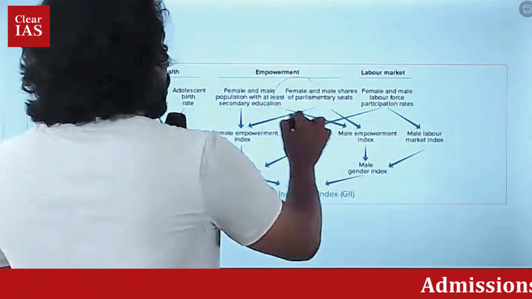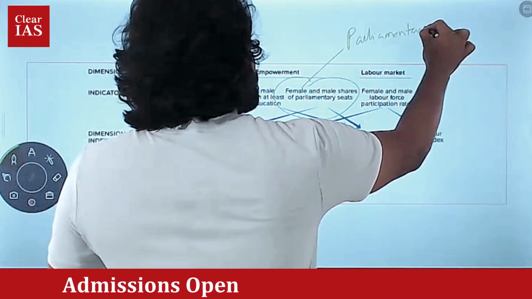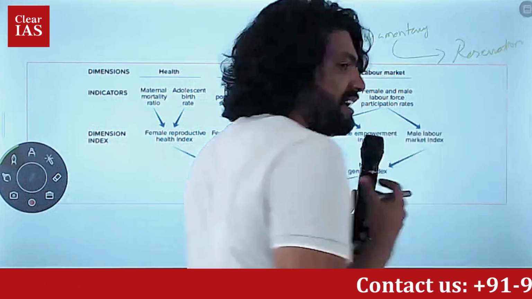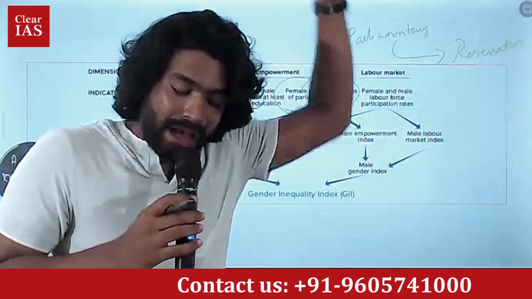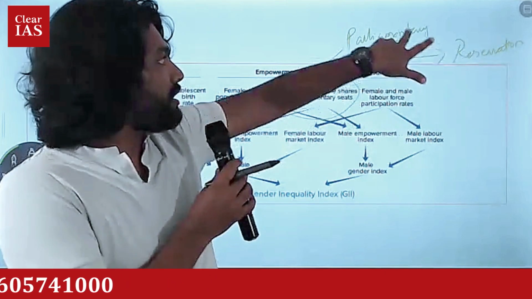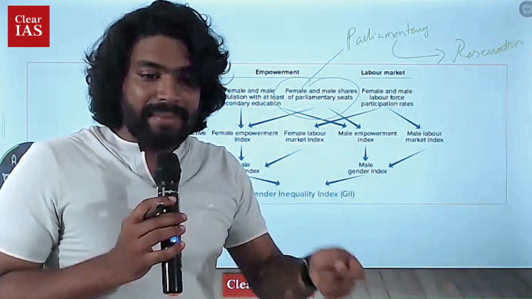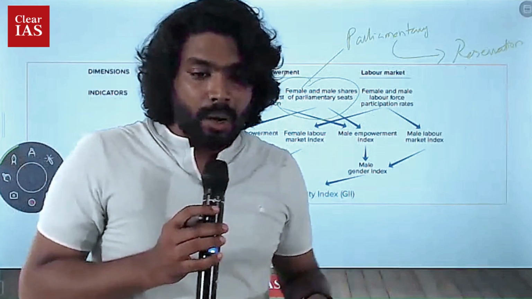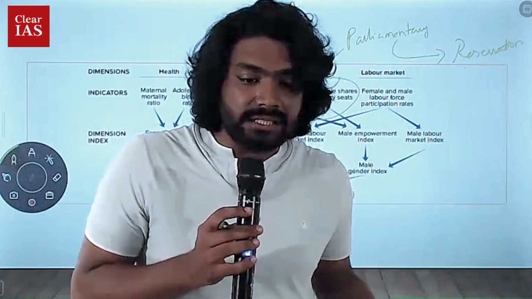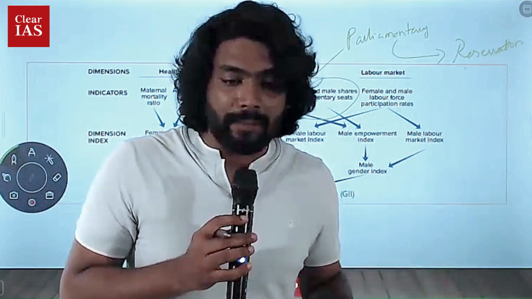Then political empowerment. We are talking about political empowerment: parliamentary seats. Read this in the context of reservation. Reservation for women has been introduced in parliament: one third of Lok Sabha seats should be reserved for women. Connect this. The Gender Inequality Index is measuring the political empowerment of women. What is the share of females as a proportion of males who hold parliamentary seats? Understand? So that is measuring male empowerment and female empowerment.